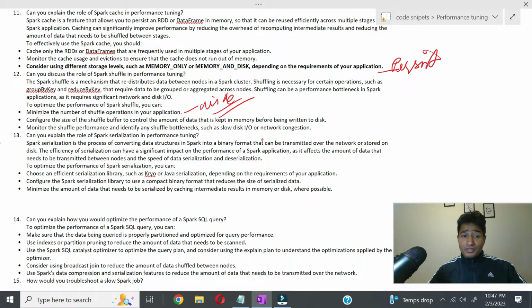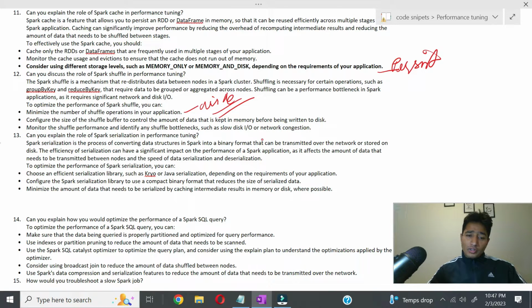Can you explain the role of Spark serialization in performance tuning? So what is Spark serialization first of all? Spark serialization is a process of converting data structures in Spark to a binary format that can be transmitted over the network or stored on the disk, right? So you have some data, you want to send it across the network or you want to store it on a disk, then you will go for serialization. The efficiency of serialization can have a significant impact on the performance of a Spark application as it affects the amount of data that needs to be transmitted between nodes and the speed of data serialization and deserialization.